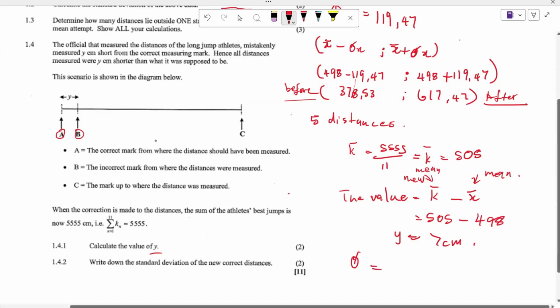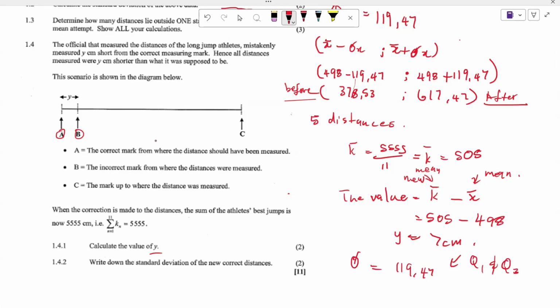It's going to still be 119.47, right? What can affect the standard deviation is if there was a change in Q1 and maybe your Q3; then everything would be affected. Are we together? So basically, this is how we go about whenever we are required to do these particular questions. Hopefully, all of this makes sense.